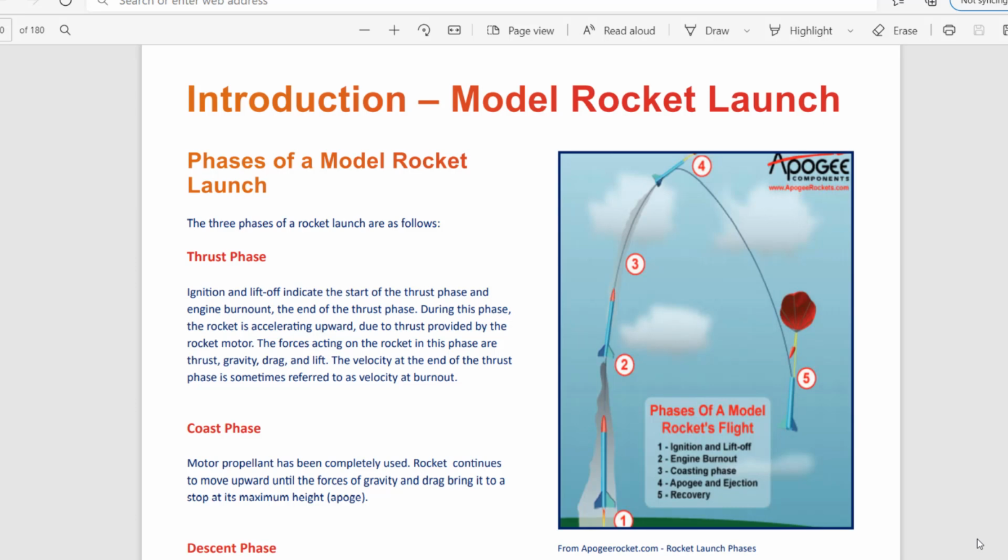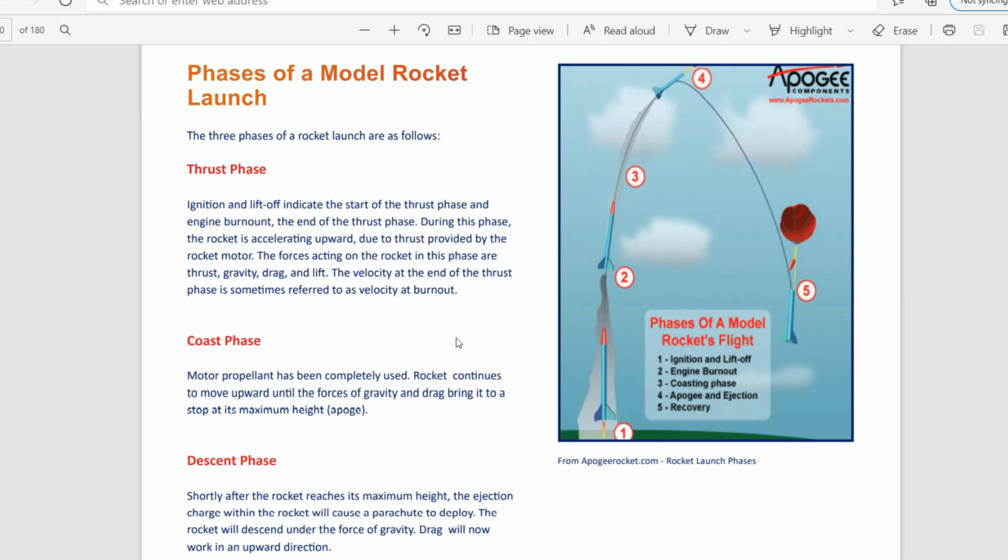Model rocket launch. The phases of a model rocket launch include the thrust phase, the coast phase, and the descent phase. During the thrust phase, you have ignition and liftoff, and that indicates the start of the thrust phase. The end of the thrust phase is when the propellant in the motor has been expended.